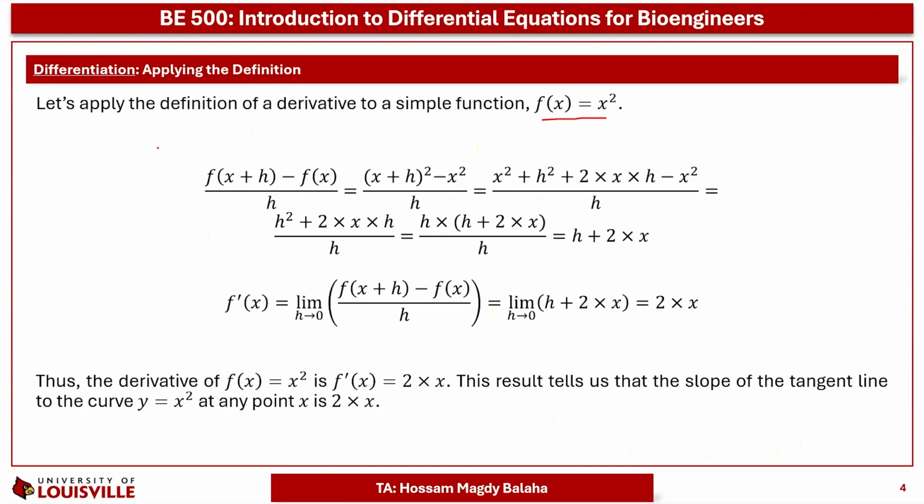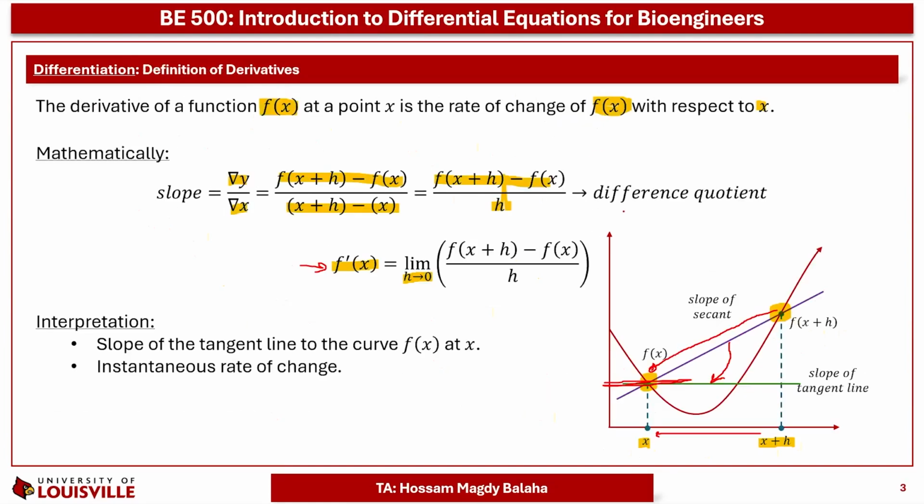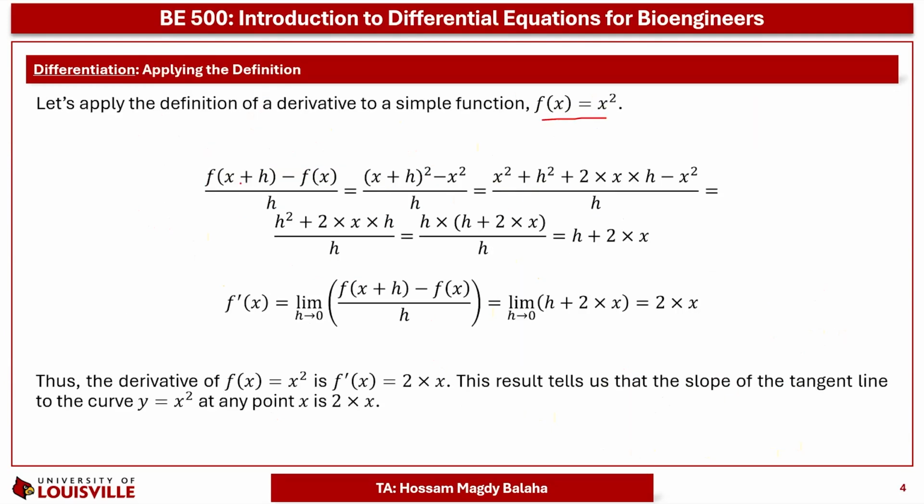So let's apply the definition of a derivative to a simple function, x squared. Simply find the difference quotient and then apply the limit. So f(x plus h) is (x plus h) squared. Substitute in that function, minus f(x), which is x squared, over h. Simplify. So (x plus h) squared will be x squared plus h squared plus 2xh, minus x squared, over h. This will cancel each other. So it will be h squared plus 2xh over h. Take h as a common factor.